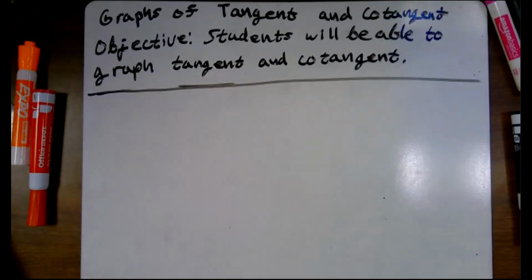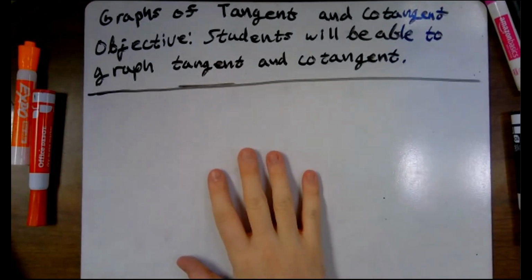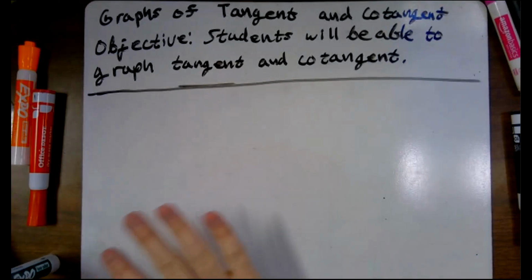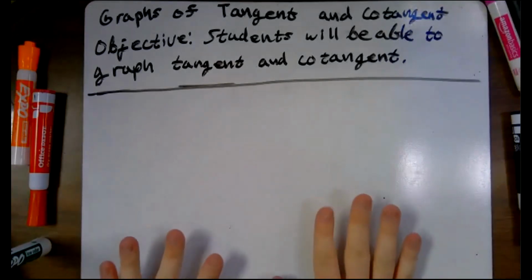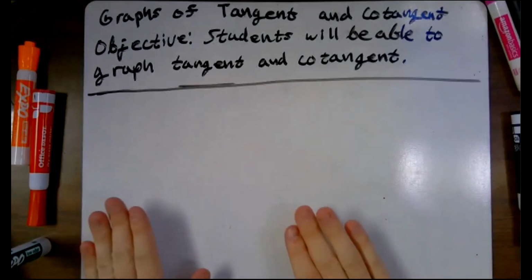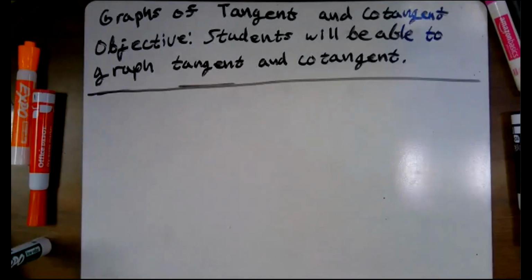So we're going to start by just going straight to Desmos, looking at the graph of tangent. And then we're going to start from that graph, we're going to work back and try to understand why it behaves the way it does. Okay.